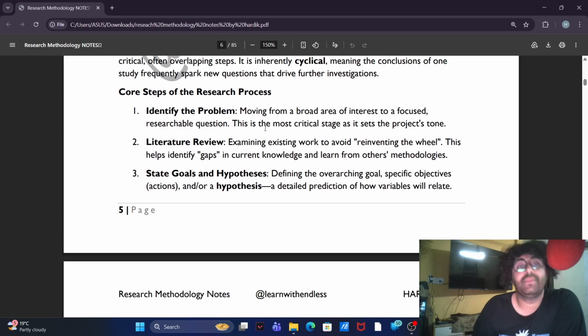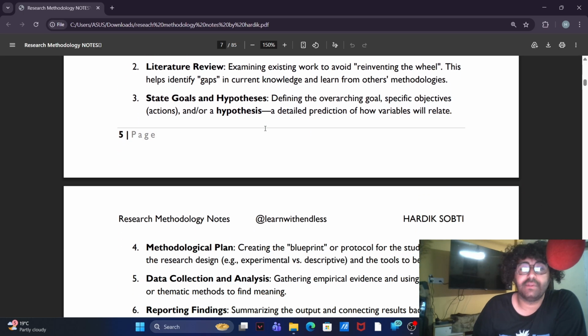Step 3, state goals and hypotheses. The overarching goal, specific objectives, actions, and hypotheses, a detailed prediction of how variables will relate.